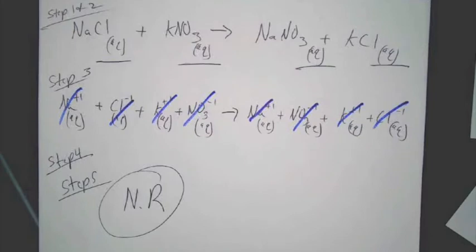Yes? So for the one that we did in the beginning, did you look on this chart for ammonium and nitrate and find that it was aqueous? Yes. So that's why you had to split them up. Yes. You look on the chart, you find out if it's aqueous, that's how you know.